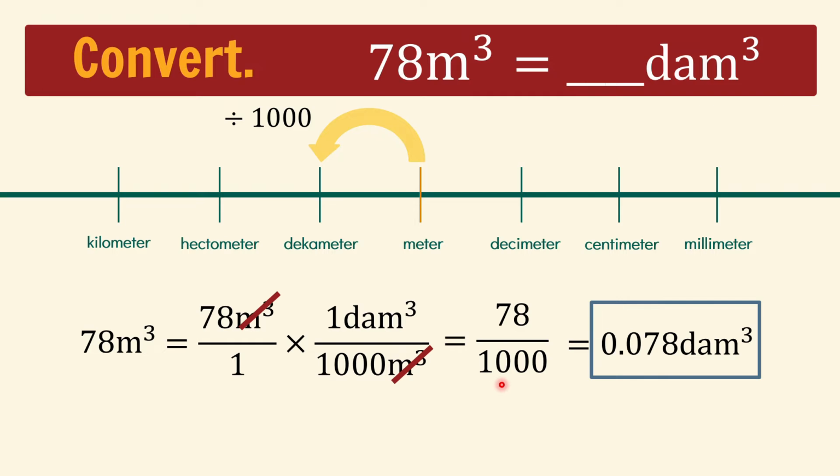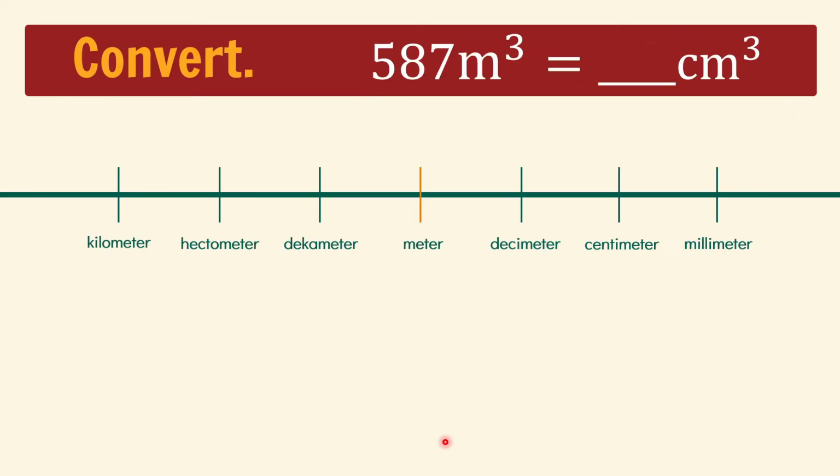Another way of solving this problem is by moving the decimals. All we need to do is to move the decimal point of 78 three times to the left. This is because we are dividing 78 by 1000 and 1000 has three zeros. So therefore 78 cubic meter is equal to 0.078 cubic decameter. So let's have another example.